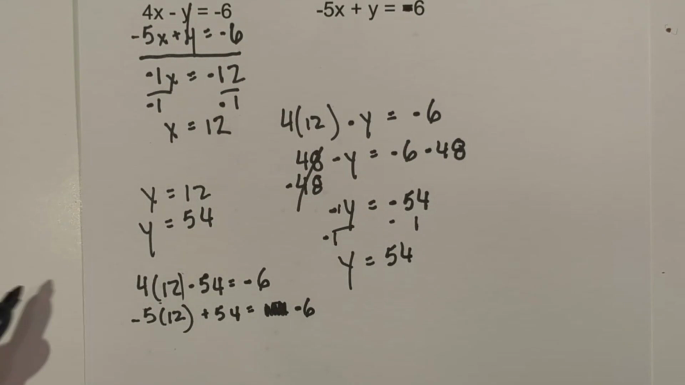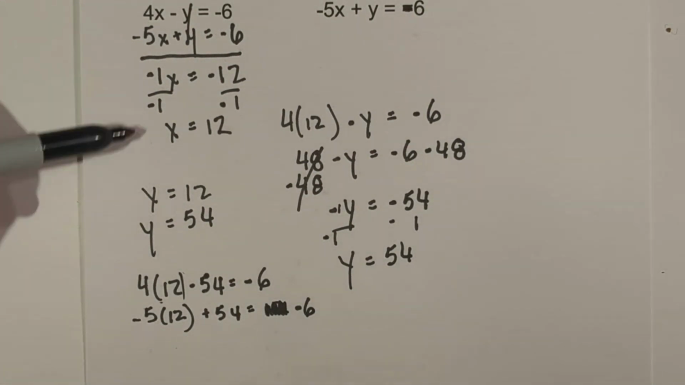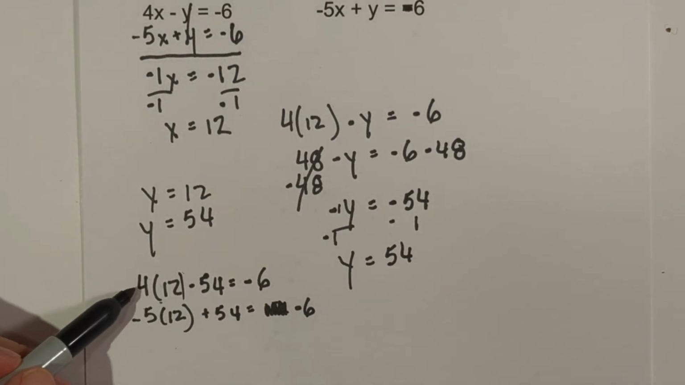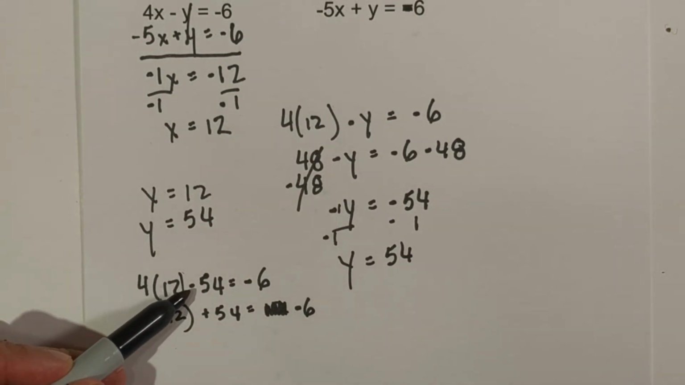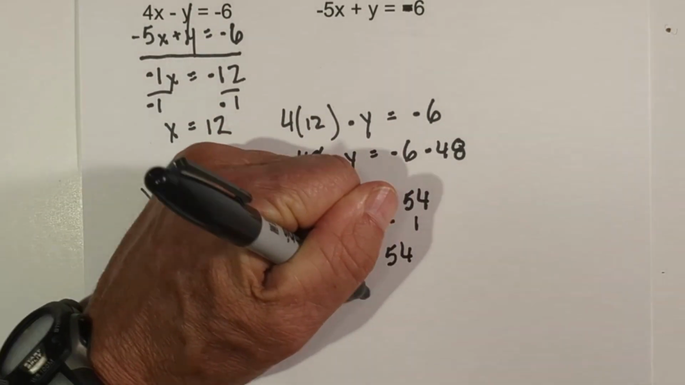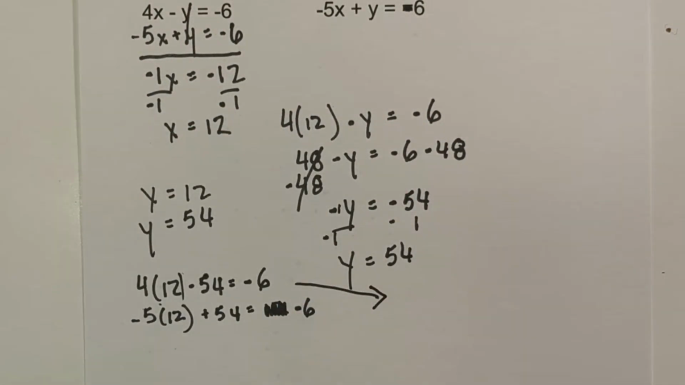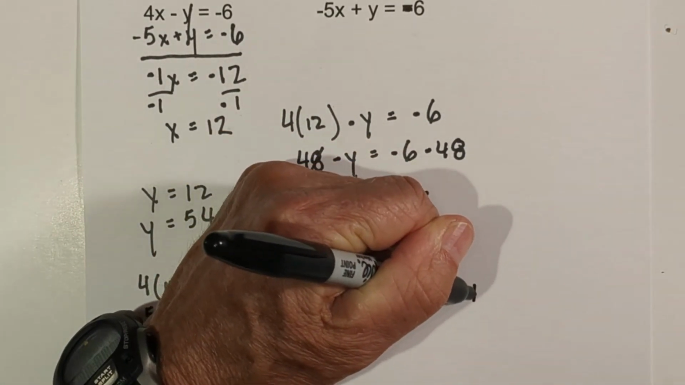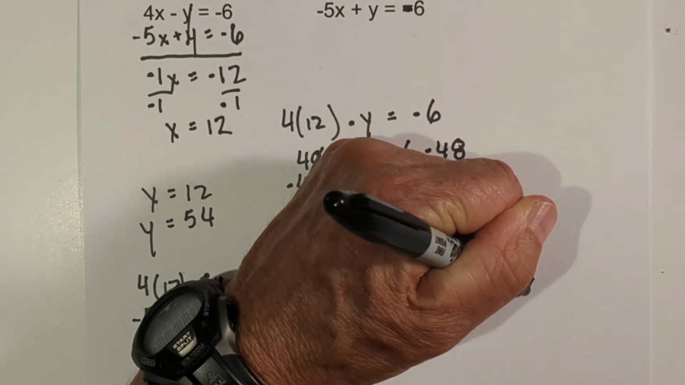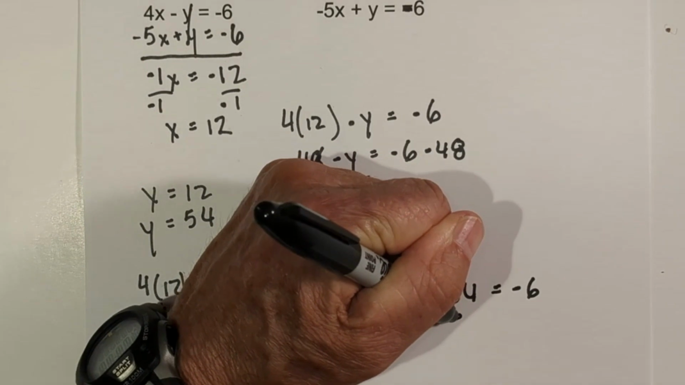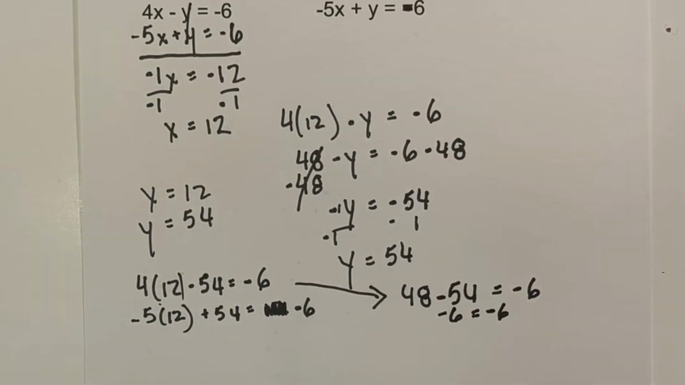To save a little time, I went ahead and used these two equations and plugged in the x and the y. So we have 4 times 12 minus 54 should equal negative 6. I'm going to write it right here. There's a lot going on here. We have 48 minus 54, and that should equal negative 6. Negative 54 and a positive 48 is indeed negative 6, so negative 6 equals negative 6. So far it's looking good.